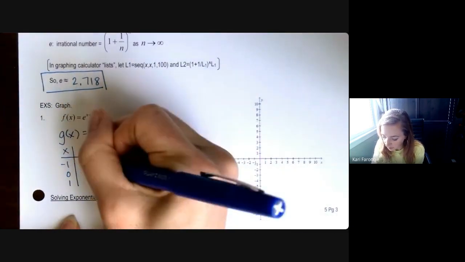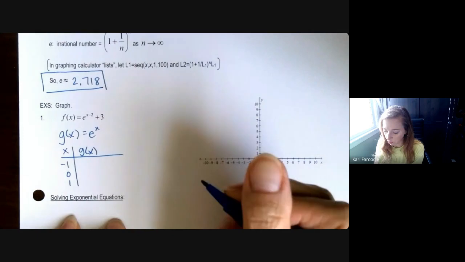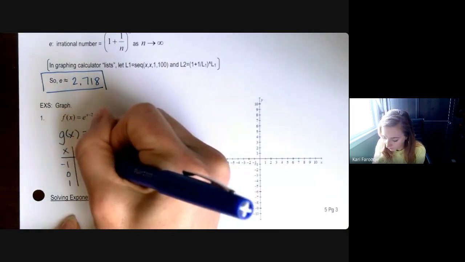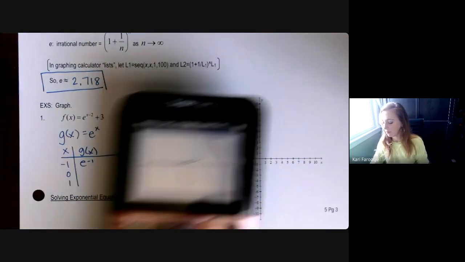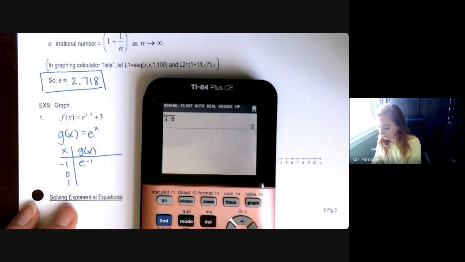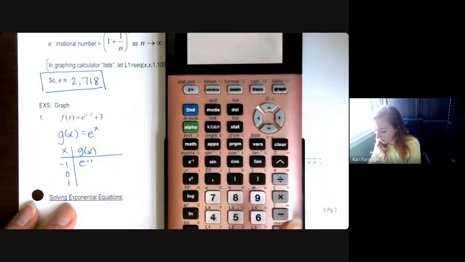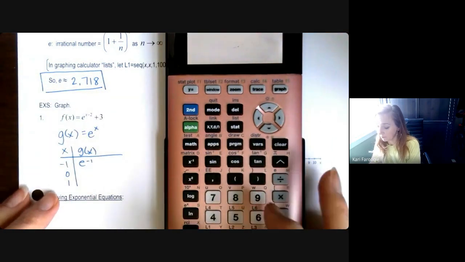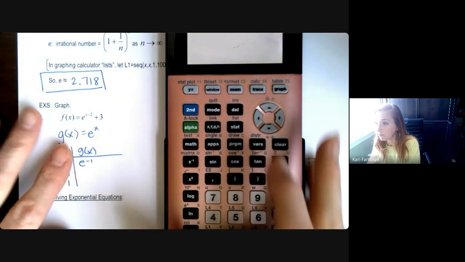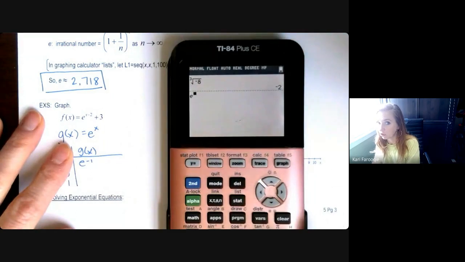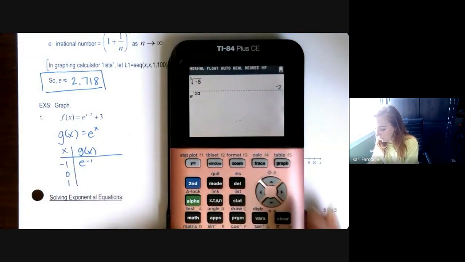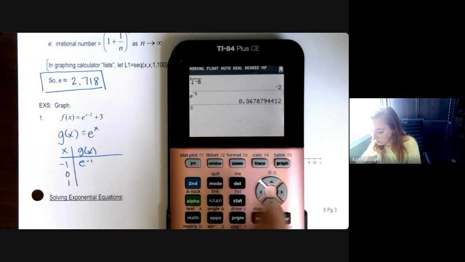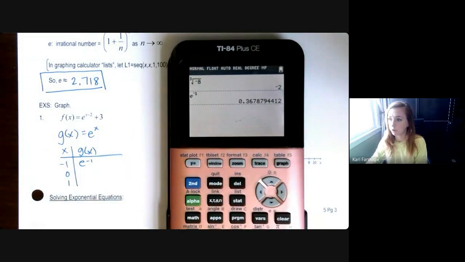So e to the negative 1 is going to occur when x equals negative 1. If you're not sure, put this in your calculator. I'm going to show you how. So your exponential button is second ln, and there you see that e to the x. That's how you're going to get the exponential to pop up. If you're going to be graphing this, negative 1, e to the negative first is about 0.368.